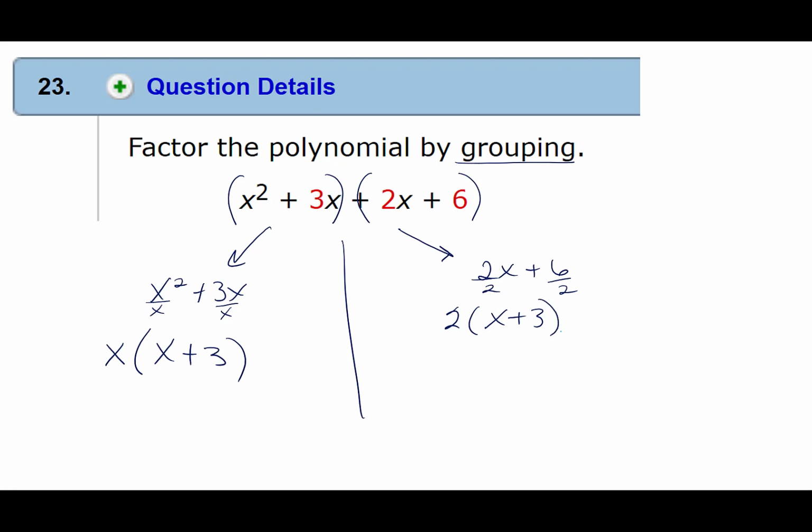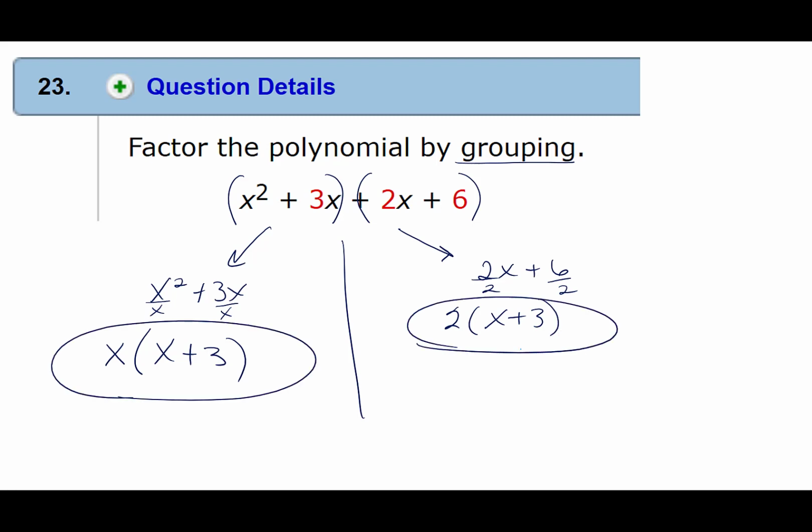And so now if I were to bring these two parts back together, it would look like this. It would be x times x plus 3, a positive 2 times x plus 3. And now it's written in a format like the previous problem. Do you see that this is another binomial, but within the binomial there's a common binomial? That's the greatest common factor when you bring those two terms back together.